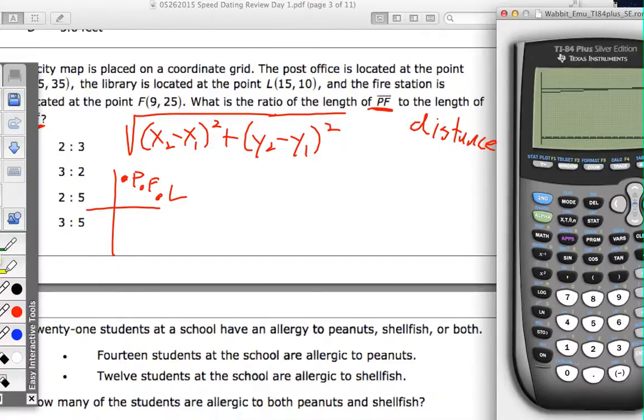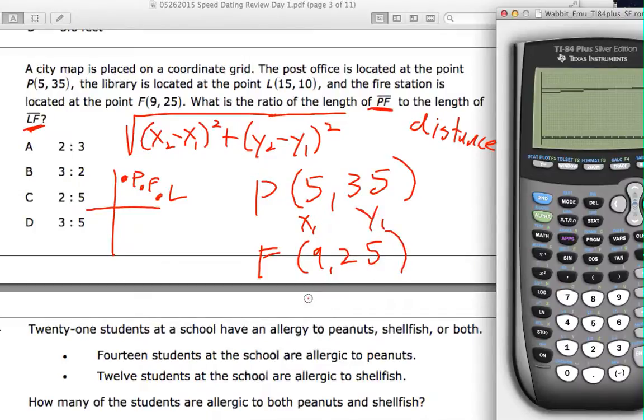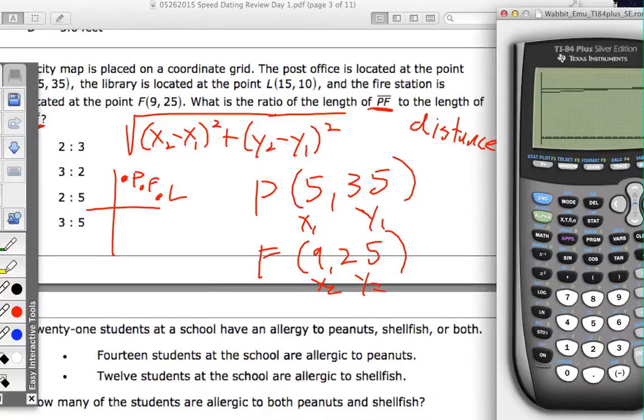So let's go up and let's do PF first. P, it's in the prompt, but let's write it out one more time. It's 5 and 35. So that's going to be our x1 and our y1. And F is 9, 25. So that's going to be our x2 and our y2. We're actually going to do the work over here on the calculator as long as we know kind of the appropriate values.